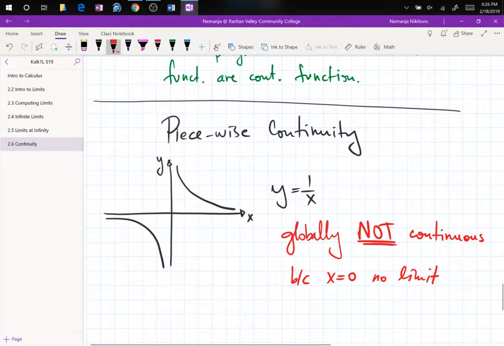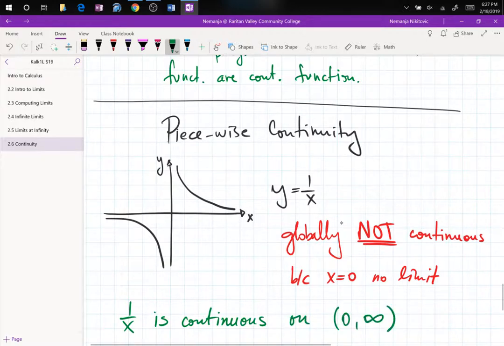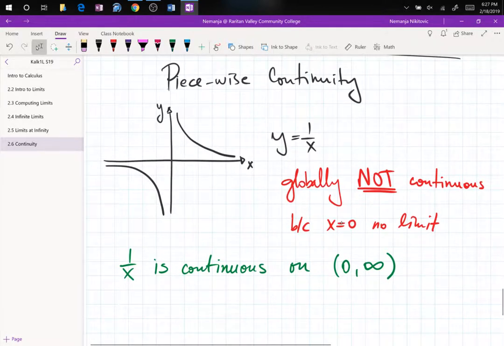So it would make sense that for certain applications, you are only going to take a look at, let's say, only the positive side of the graph. So now I get to say in green, 1 over x is continuous on 0 to infinity. It's perfectly continuous. And that's what we call piecewise continuity.